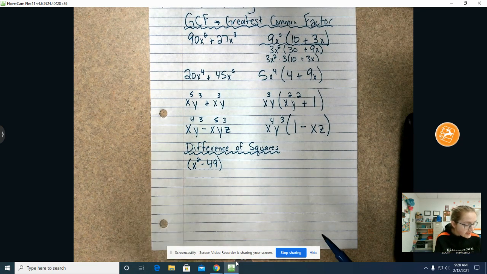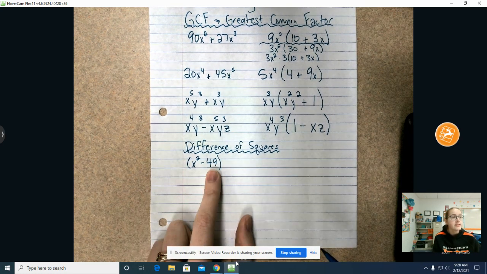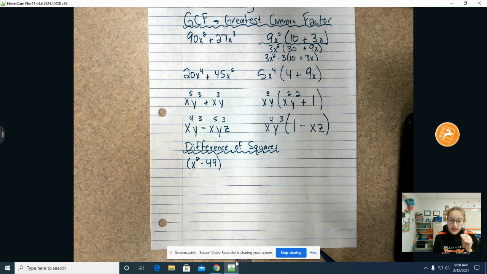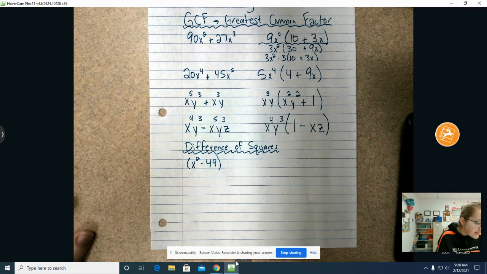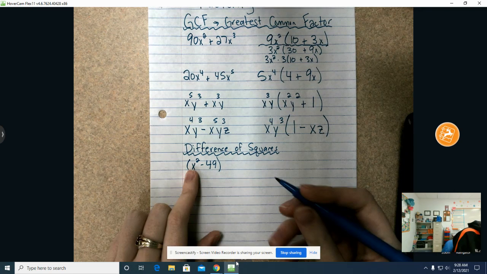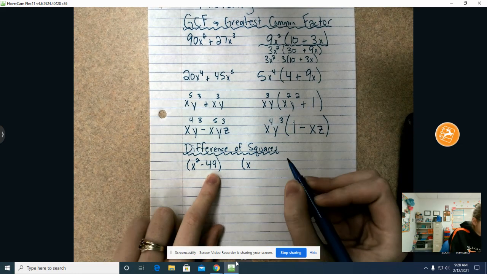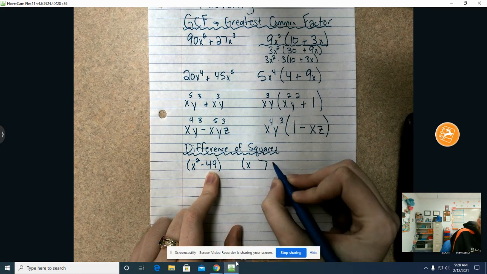So we're going to recognize x squared. The square root of x squared is x. The square root of 49 is 7. So those are both perfect squares. So I'm good to go for doing this type of factoring. And then we're just going to simply do what I just said. The square root of x squared is x. The square root of 49 is 7.